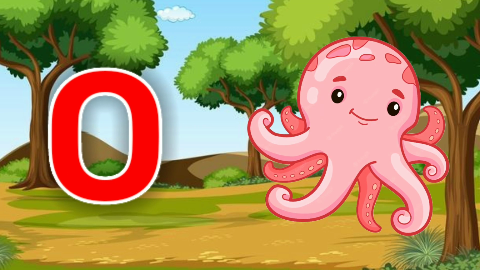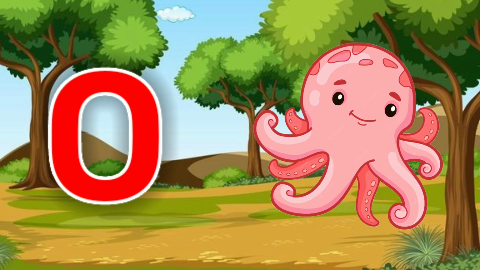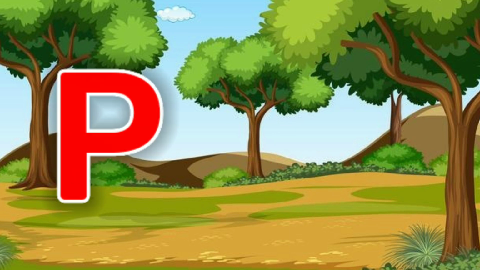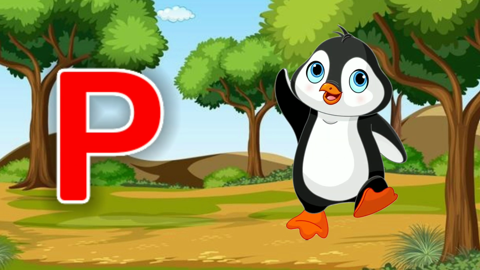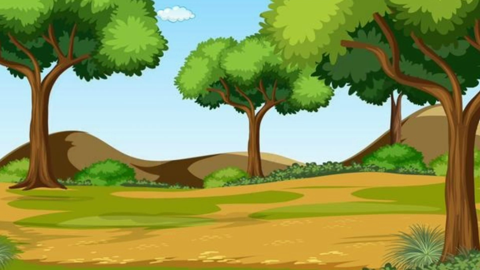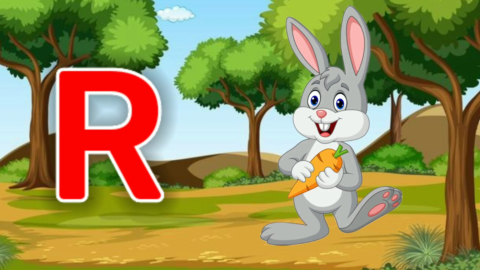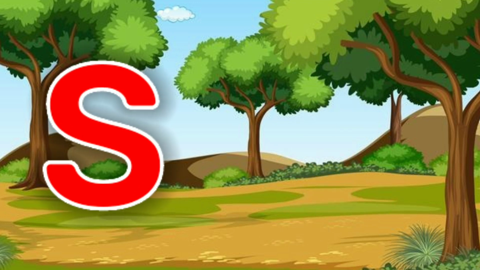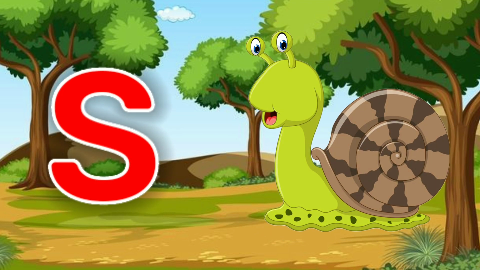O for octopus. P for penguin. Q for quill. R for rabbit. S for snail.